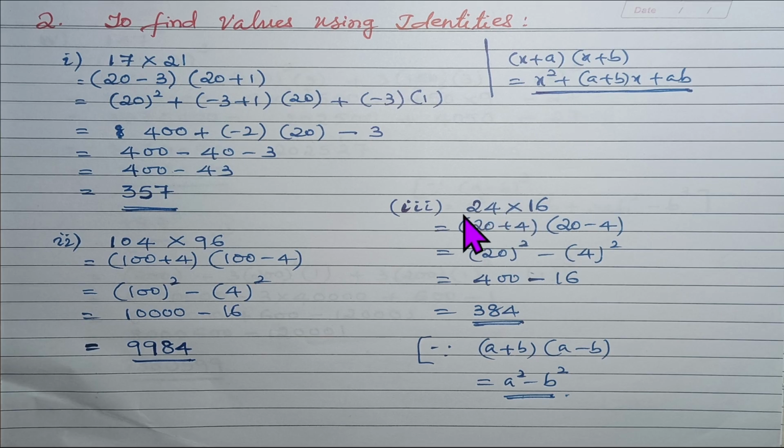Now the next example is 24 into 16, which can be written as 20 plus 4 and 20 minus 4. So it is the a plus b, a minus b form again. So a square minus b square: 20 square is 400, 4 square is 16, 400 minus 16 is 384. So that is the answer.